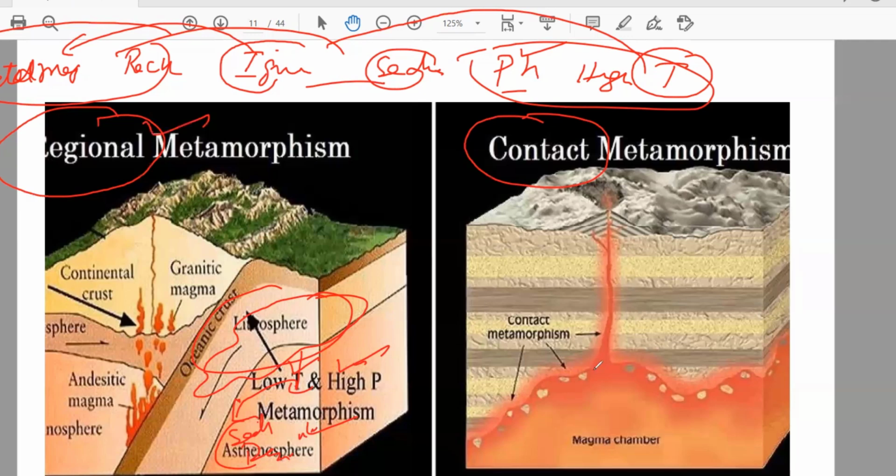But if you find magma here, this magma applies heat on nearby rocks because the magma is in contact with the rock. And due to the high temperature and pressure of the magma, the rock which is near the magma converts into metamorphic rock. So this process is known as contact metamorphism. Got it?